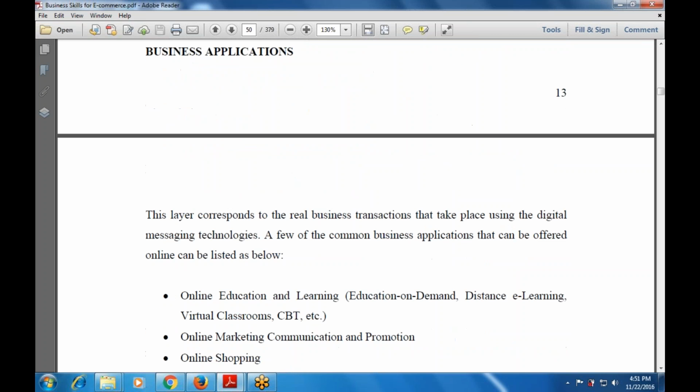The next one is a business application. This layer corresponds to the real business transactions that take place using the digital messaging technology, and that is used with the business application that can be offered offline or online, that can be listed as below.